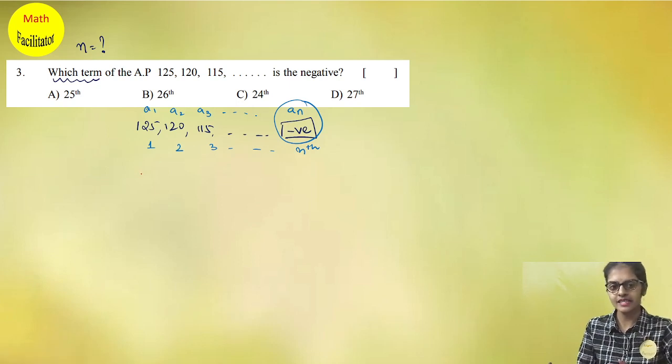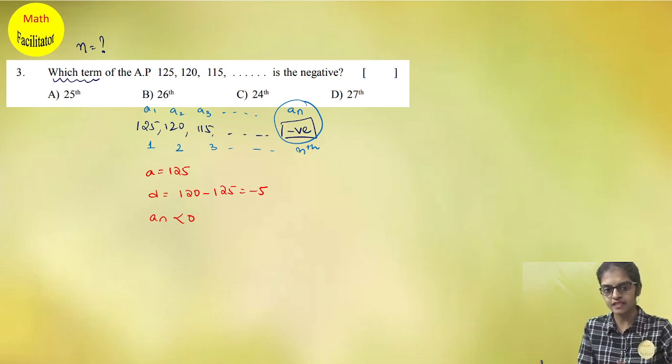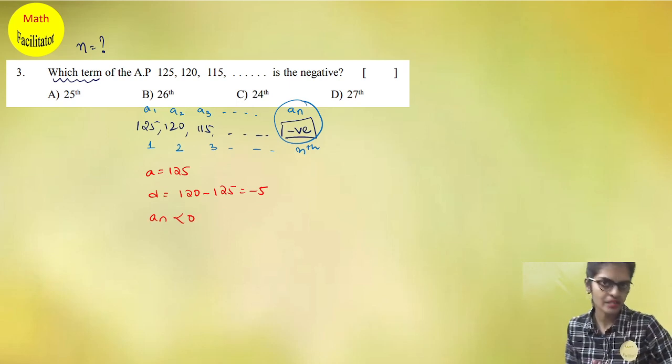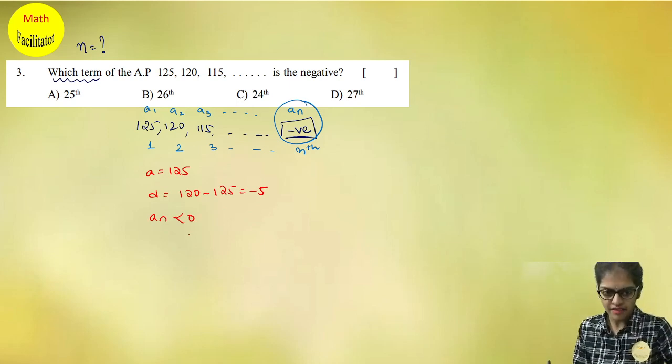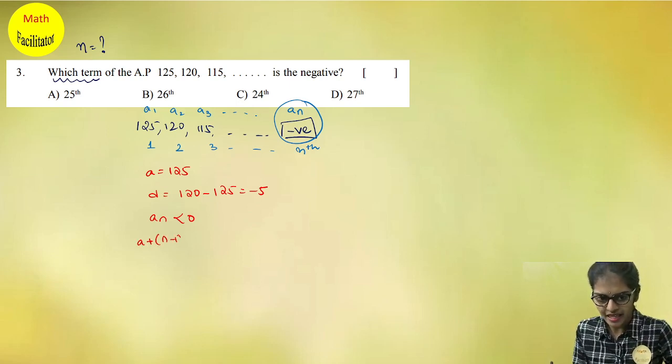Yes. Now see, I have A, the first term, as 125. The common difference is nothing but A2 minus A1, so 120 minus 125 is minus 5. And I want AN to be negative. Negative means less than 0. Understood?